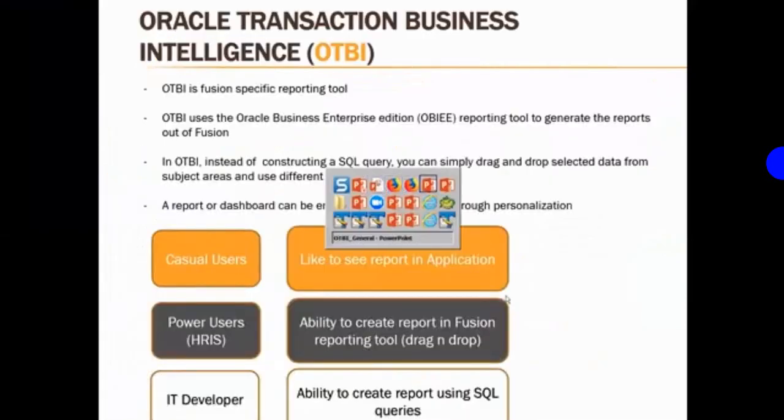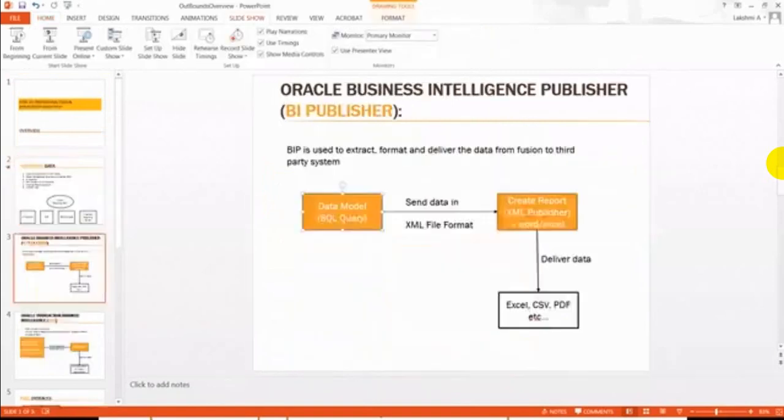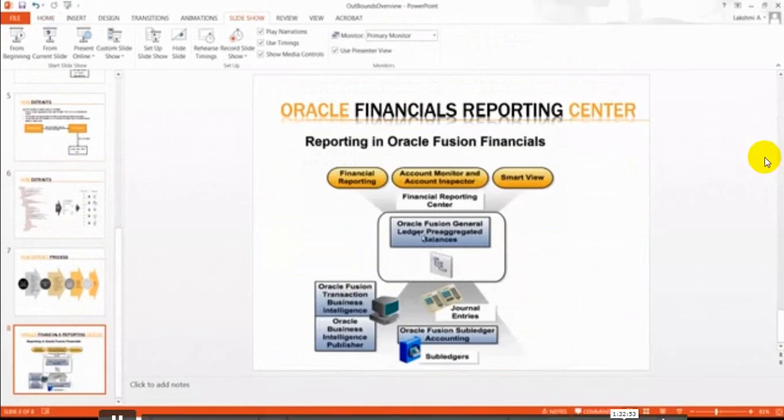On those ESSBase cubes, basically Oracle has given three reporting tools: Financial Reporting, Account Monitor, Account Inspector, and Smart View. We can use these tools based on these ESSBase cubes, which have pre-aggregated balances on top of the general ledgers and sub-ledgers. You can use any of these reporting tools to work on it.